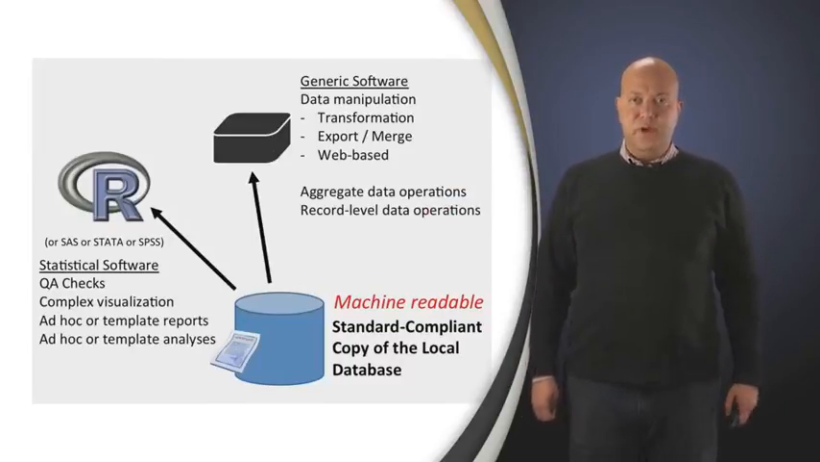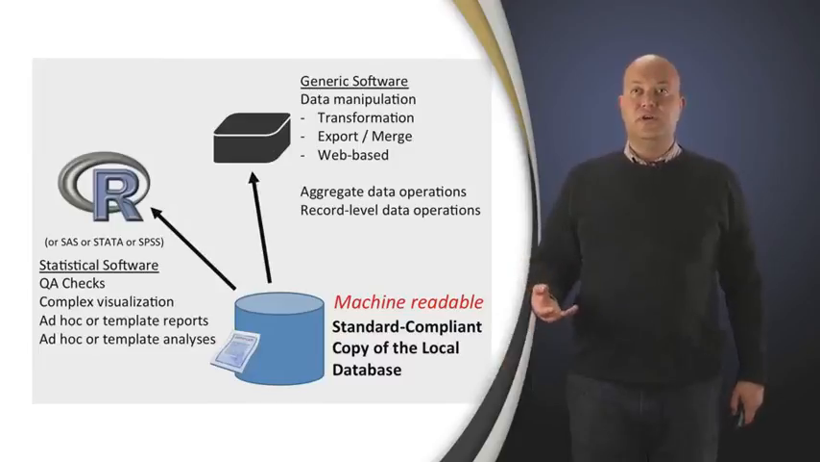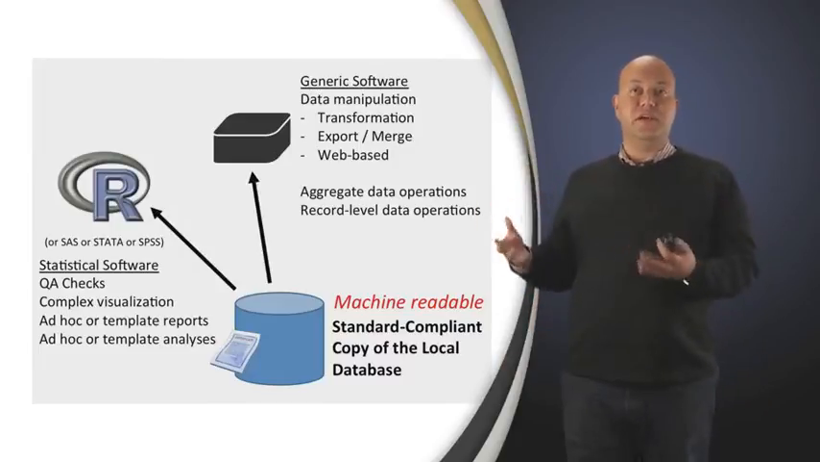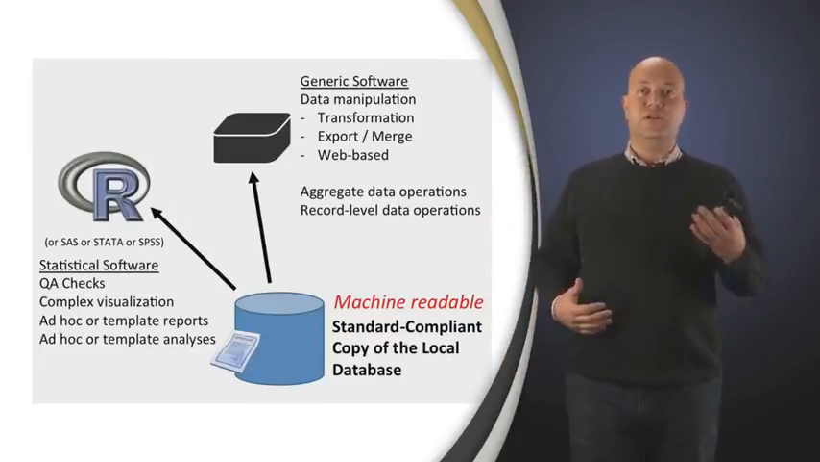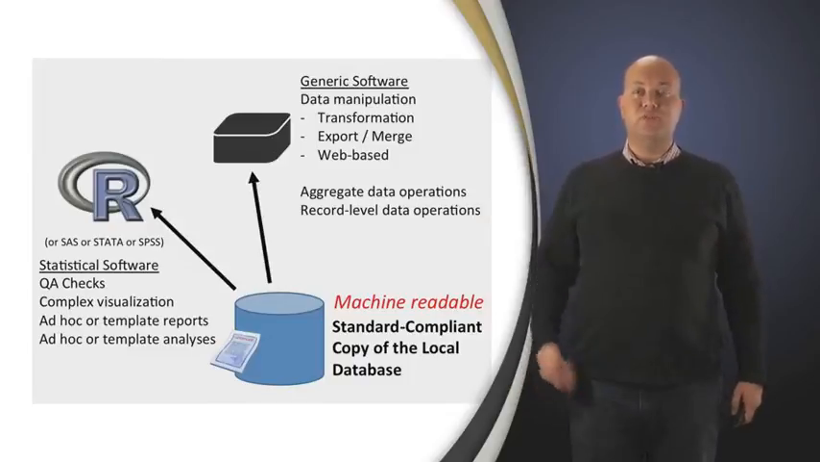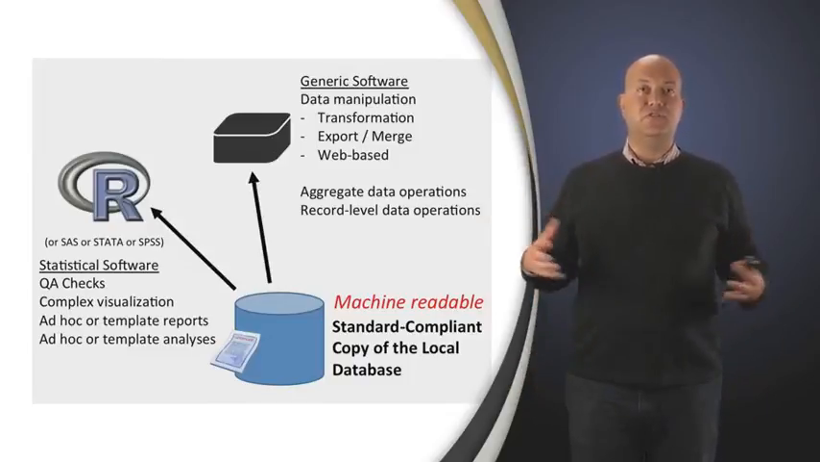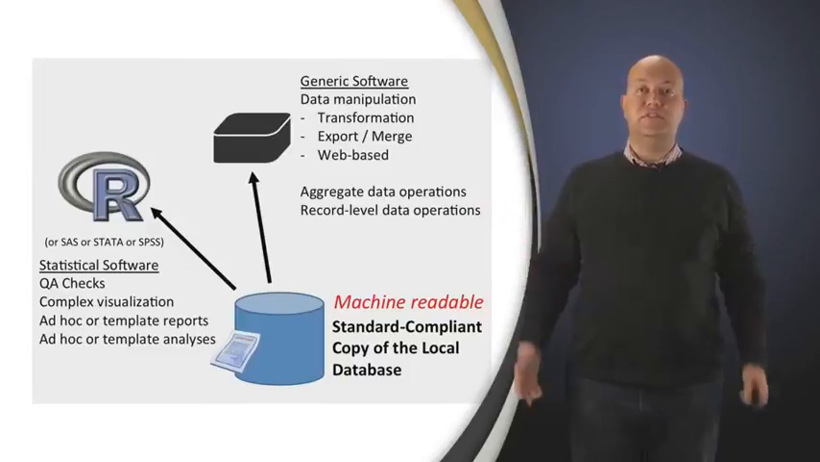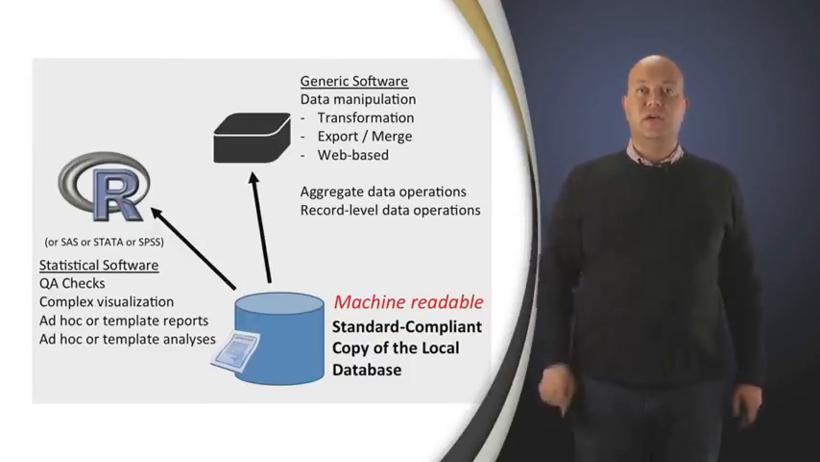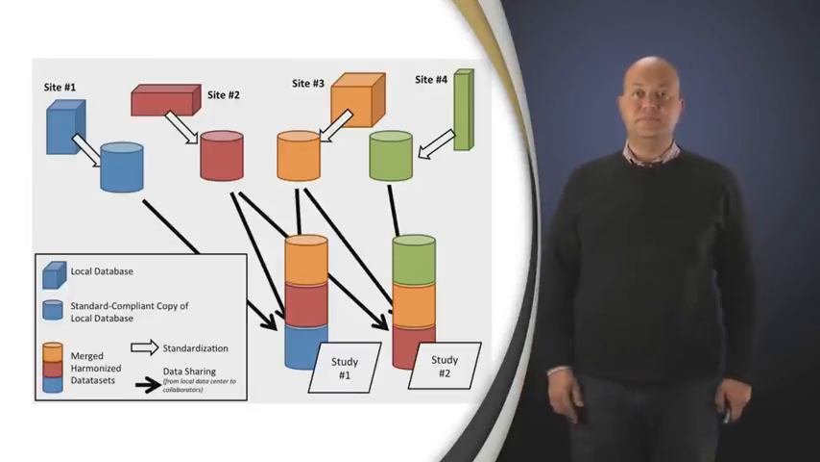And one of the things you can do, and this is why local sites usually submit data to a registry using a standard, is that you can also very quickly run aggregate data operations. So you can look at means and populations and trends, or you can drill down to record level data operations and target certain records for more examination.